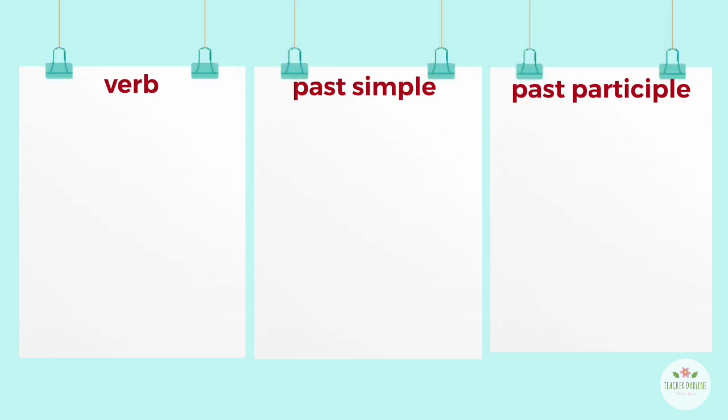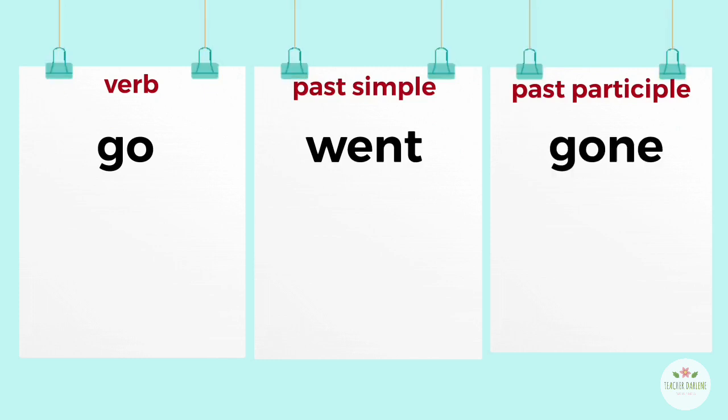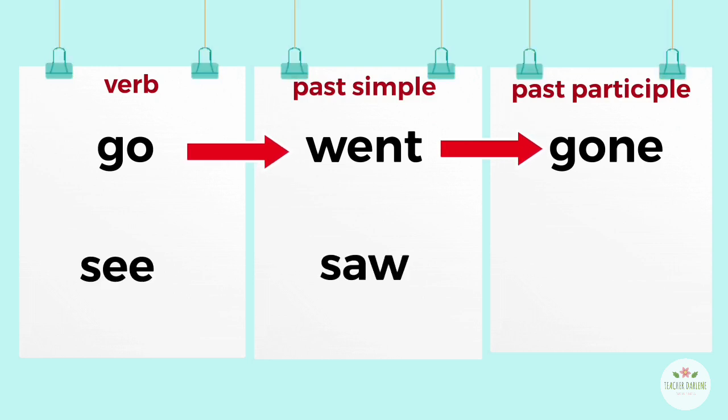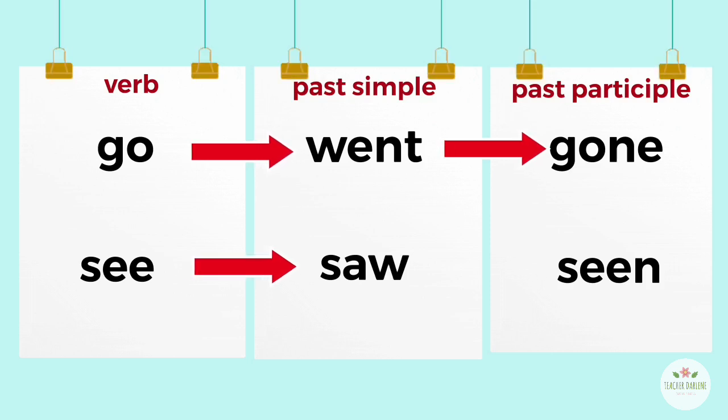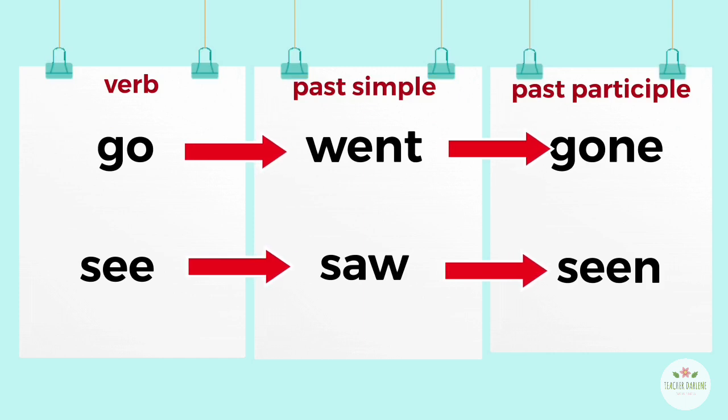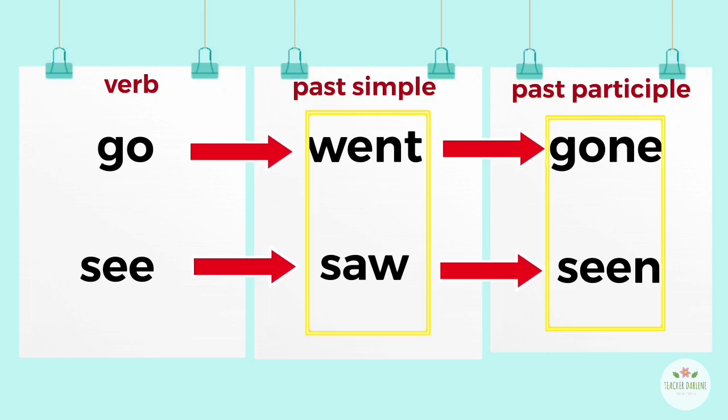Let's take a look at some examples. The past simple for go is went. The past participle is gone. The past simple for see is saw. The past participle is seen. Please note that the past simple and past participle of these verbs are different.